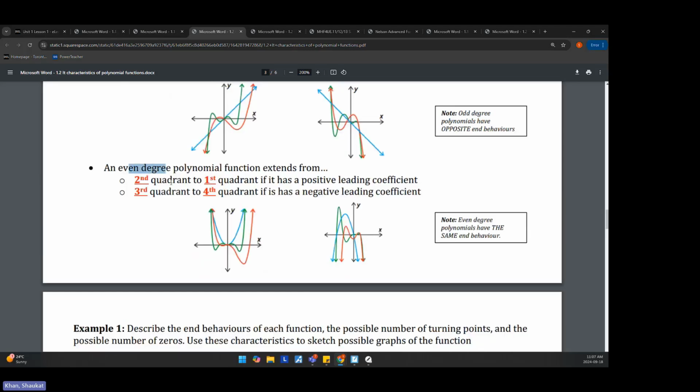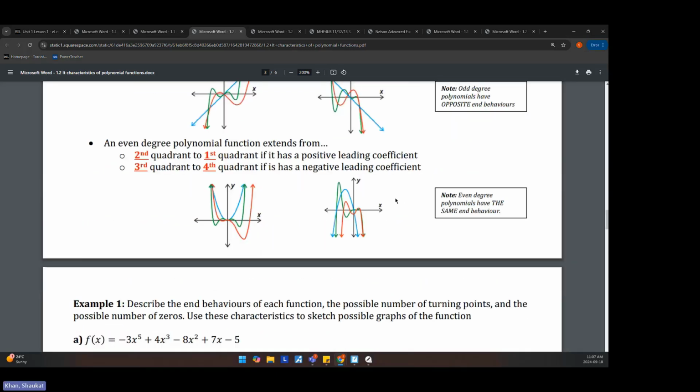And then an even degree either goes from the 2nd to the 1st if it has a positive leading coefficient, or from the 3rd quadrant to the 4th quadrant if it has a negative leading coefficient. And even degree polynomials have the same end behavior, meaning y is always both times going to positive infinity or both times going towards negative infinity.